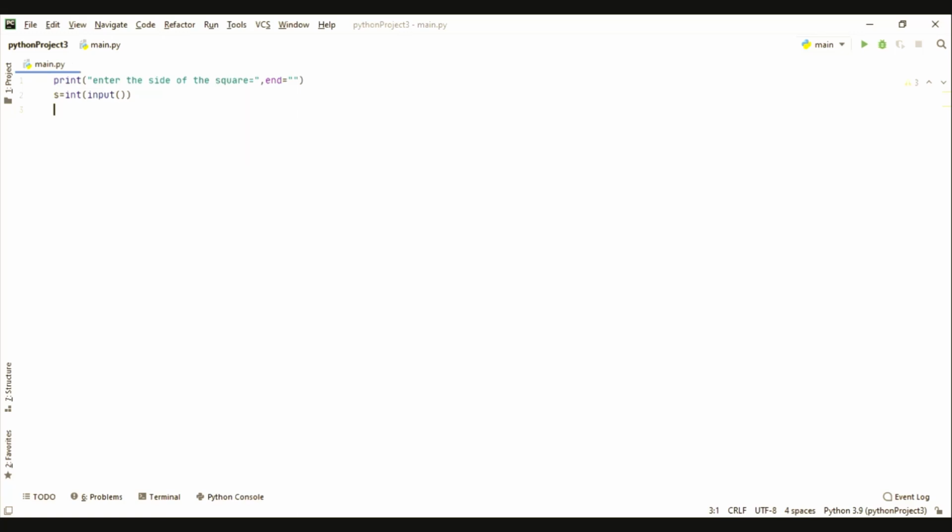Okay, and we just have to multiply the side of the square by itself. Which means if we give it 2, it must be multiplied by 2 again, which means 2 into 2 equal to 4. Therefore area of the square equal to 4.